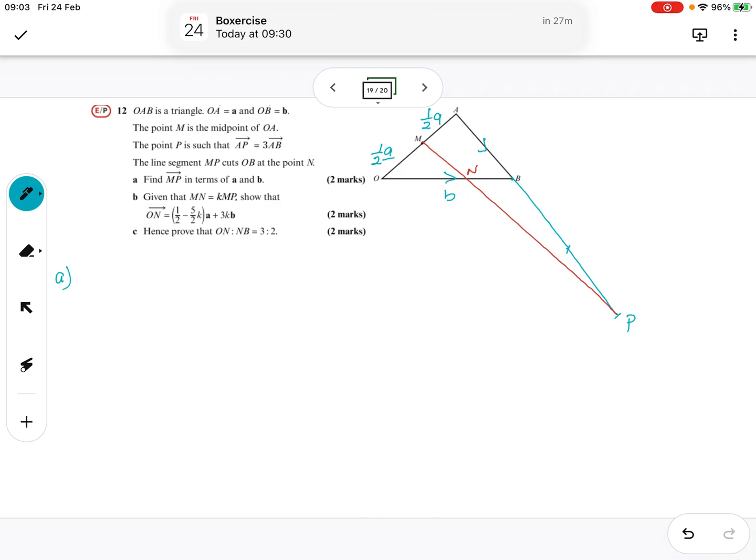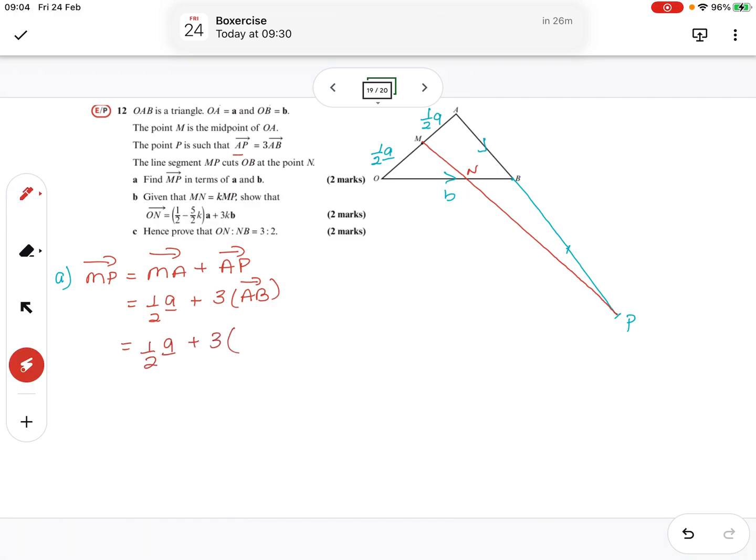So I want M to P, which I suppose is the red line, so I will maybe do it in red. I want M to P, but I can only get there by doing M to A plus A to P. Now M to A is fine, it's a half A. And A to P, we've been told, is 3 lots of A to B. But what we don't know is what A to B is, so let's find it.